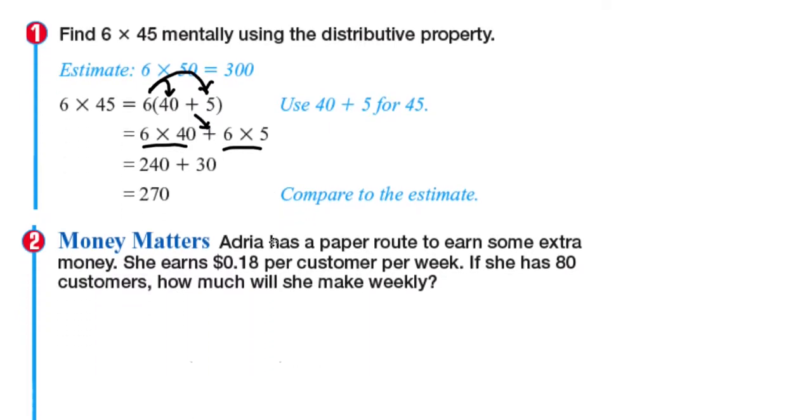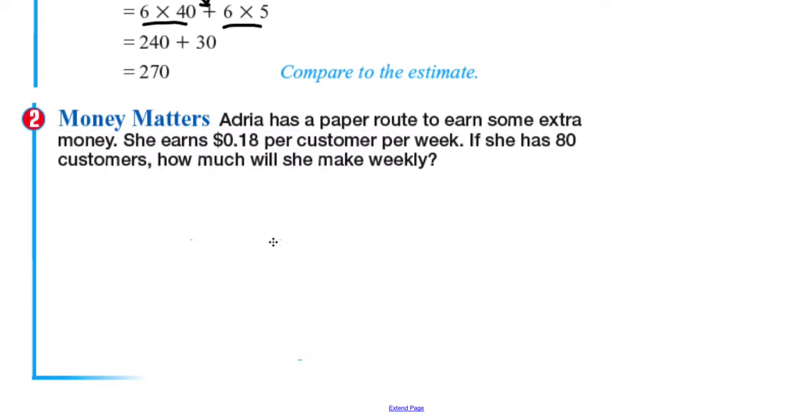Let's take a look at example number 2. Adria has a paper route to earn some extra money. She earns 80 cents per customer per week. If she has 18 customers, how much will she make weekly? Let's begin with estimating. 80 times 0.20 equals $16 because 0.18 or 18 cents is close to 20 cents. So our answer should be close to $16.